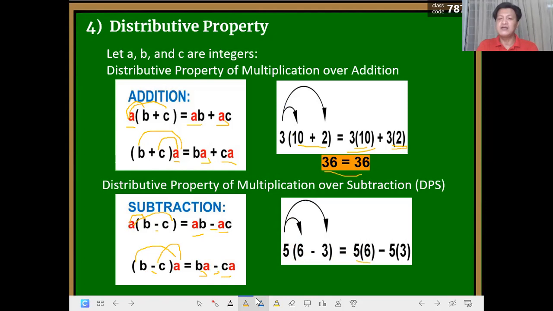30 na actually yung product niyan. Then 5 times 3, kaya magiging 15 na yan. Kapag sinimplify natin, 5 times 6, that is 30. Ito naman, 15. Kaya 30 minus 15, ang sagot doon ay 15. Pag chinek natin dito sa left side, what is 6 minus 3? Ang sagot doon, 3. Multiply mo yung 3 doon sa labas na 5, kaya 15. Same lang siya. So, yan yung ibig sabihin ng distributive property over addition and subtraction.